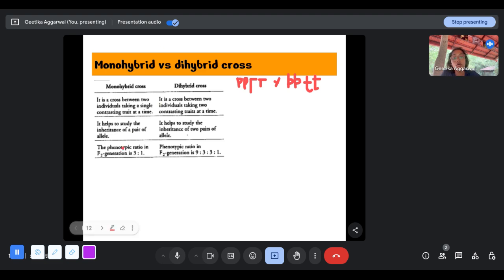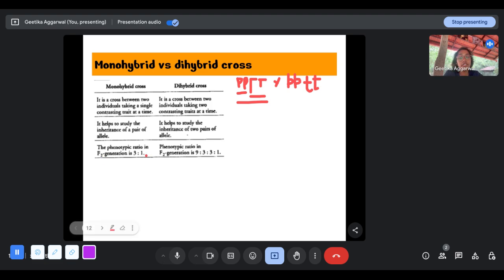So a monohybrid cross helps you to study inheritance of a pair of alleles, which is, say, capital T, small t. The dihybrid cross, as you can see, will help you study the inheritance of a pair of traits. So you're looking at a pair of alleles, two pairs of alleles, sorry. So one pair of alleles for the flower color, and one pair of alleles for the height of the plant. So you're looking at two pairs of alleles.